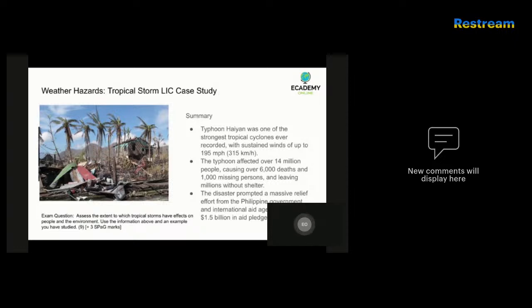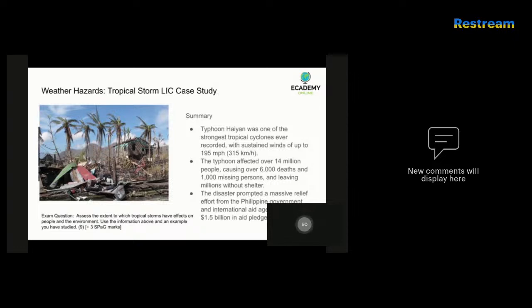Now, if your aim is to get 7 to 9 marks, then of course you're going to have to validate your points. If you just talk about the fact that, you know, river defences were destroyed or coastal defences were destroyed or there was sewage leaking, those are just general points.